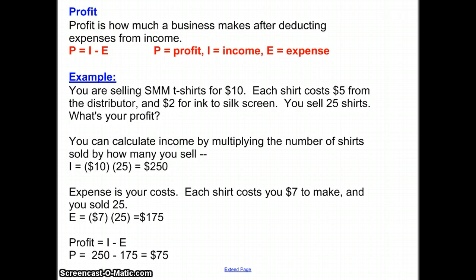Well, you have to calculate both income and expense here. So your income is how much money you have coming in. You multiply the price per shirt by how many you sell, 10 times 25. So your income is $250. And expense is your cost. Each shirt costs you $7 to make, and you sold 25. So 7 times 25 is $175. Your profit, therefore, is the difference between the income and expense. Remember, difference is subtraction. So it's 250 minus 175 equals $75.